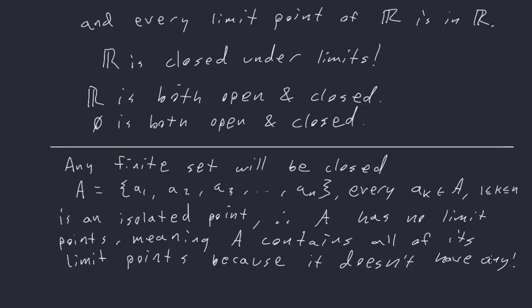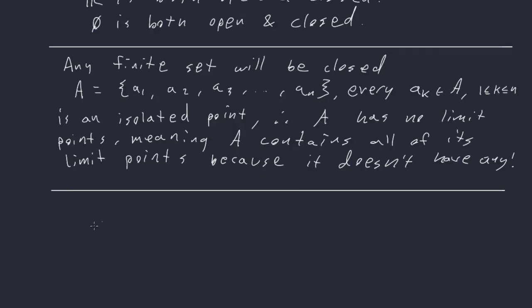Okay. You can say the same thing about the empty set, right? The empty set has no points. It has no limit points. Therefore, it contains all of its limit points since it has no limit points. That's why the empty set is closed.